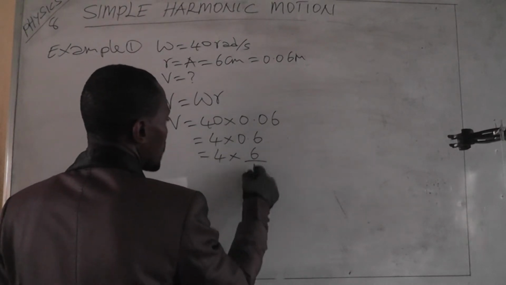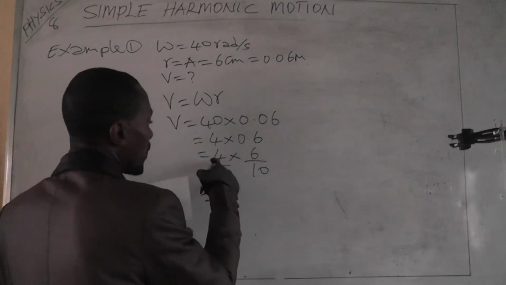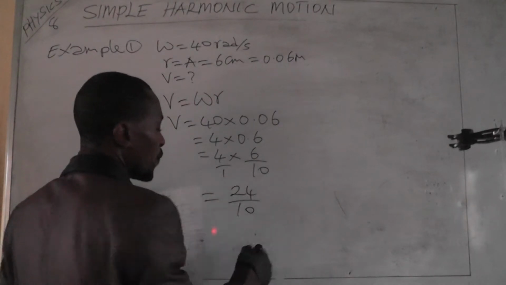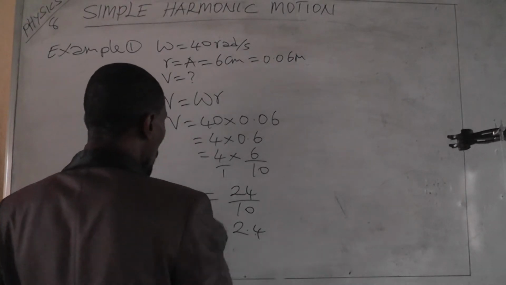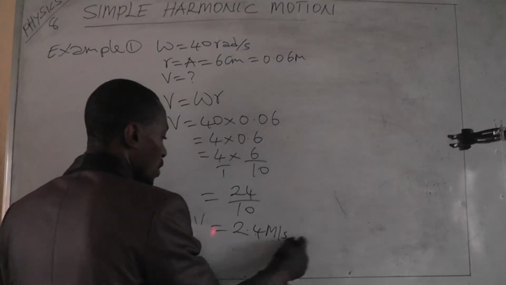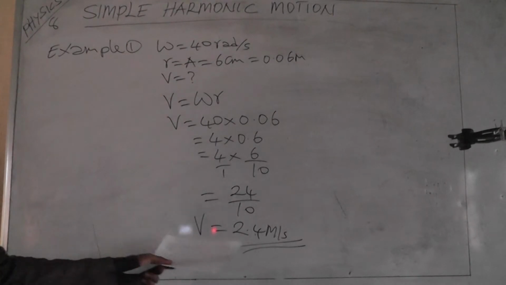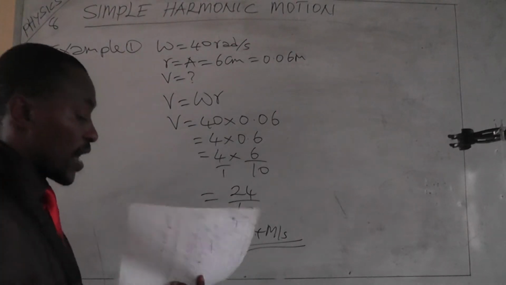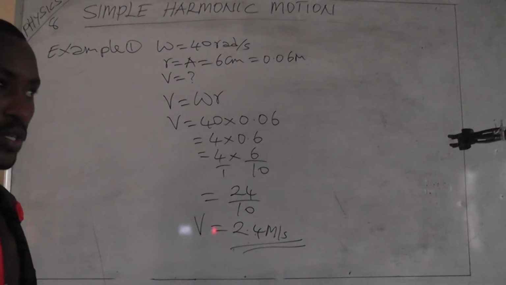It's still the same thing as 6 over 10. Now, if I do 4 times 6, I have 24. 24 divided by 10, I have 2.4. 2.4, what did I calculate? Linear speed. So I have 2.4 meters per second. That is the speed that we are looking for. That's example 1. You can pause to still take a look at it.